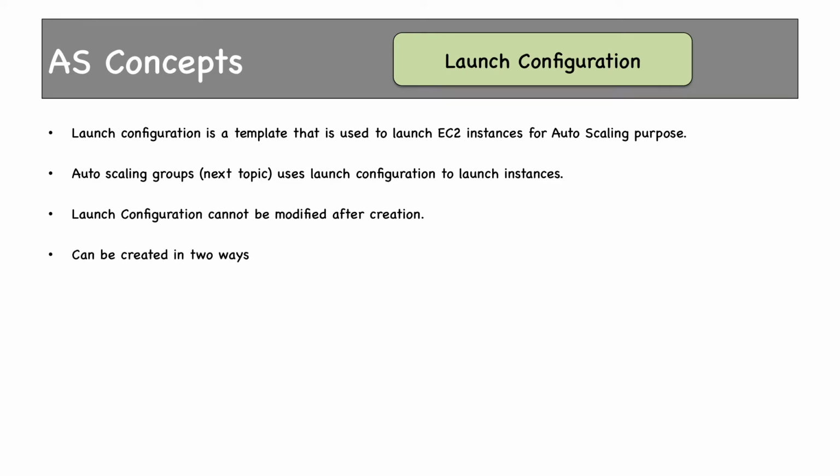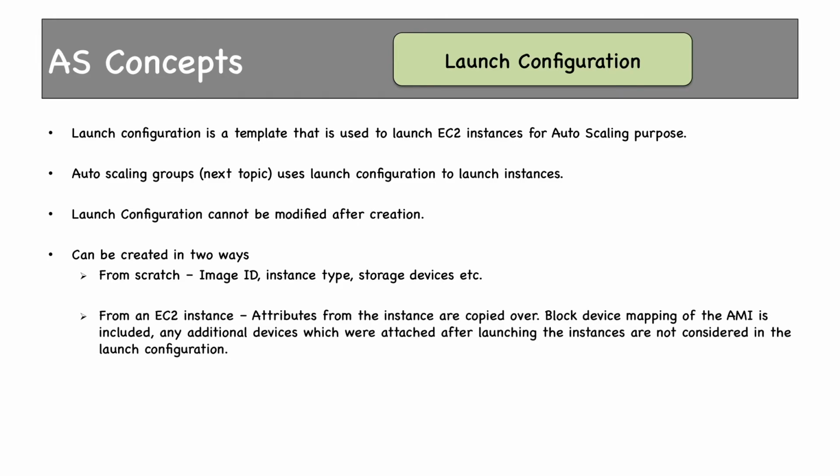It can be created in two ways. From scratch, that means you have to mention the image ID, instance type, storage devices, etc. Or it can be created from an EC2 instance also. Attributes from the instance are copied over. Block device mapping of the AMI is included. Any additional devices which were attached after launching the EC2 instances are not considered in launch configuration.